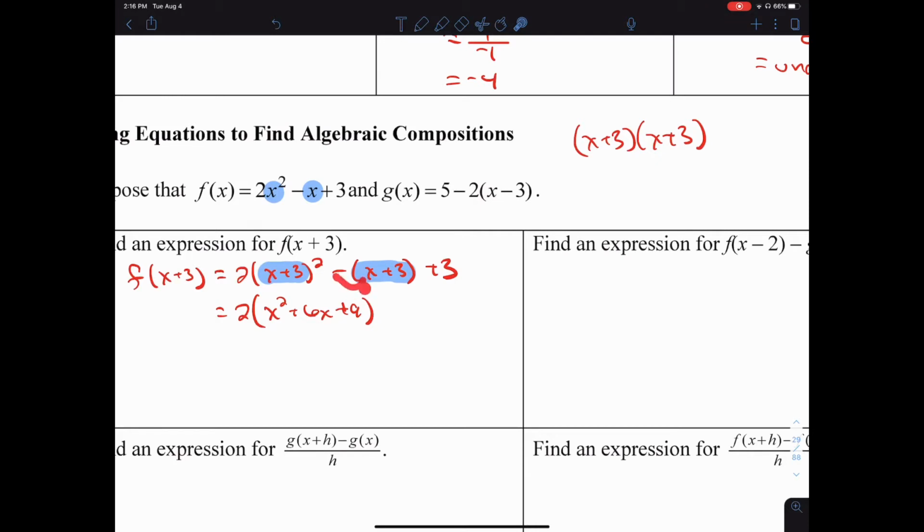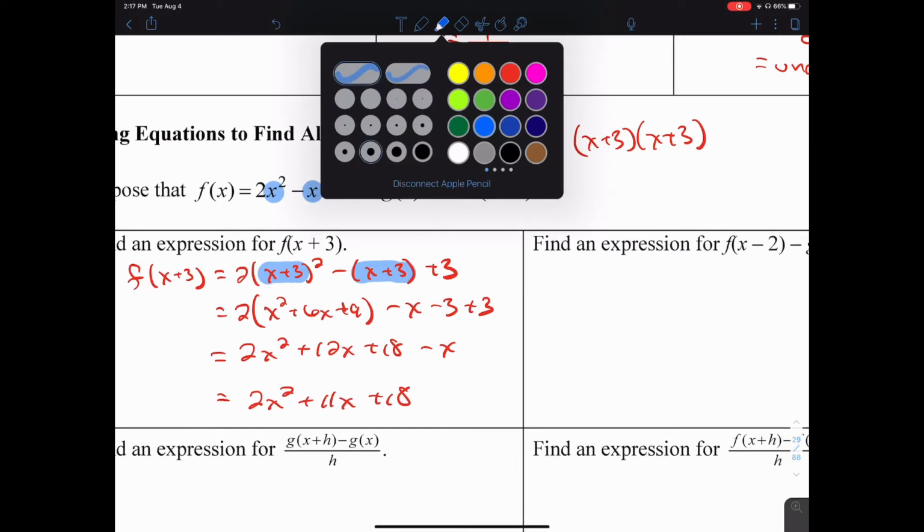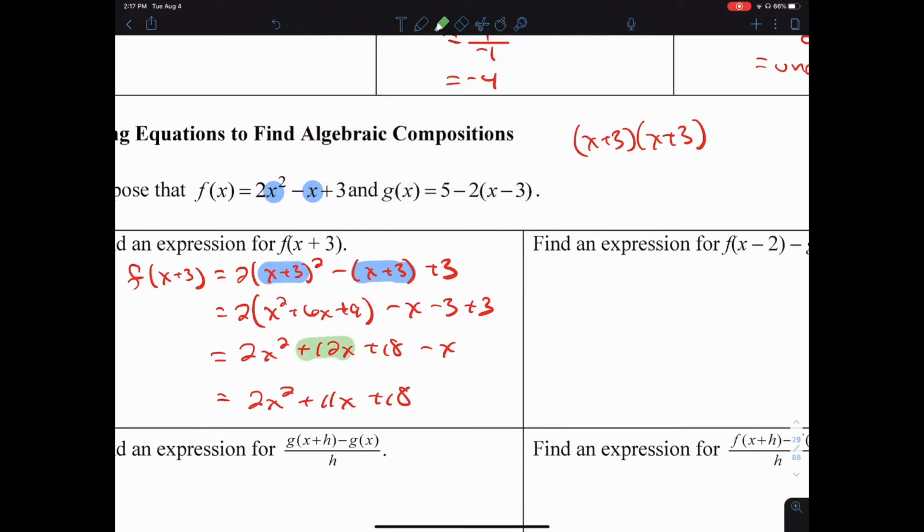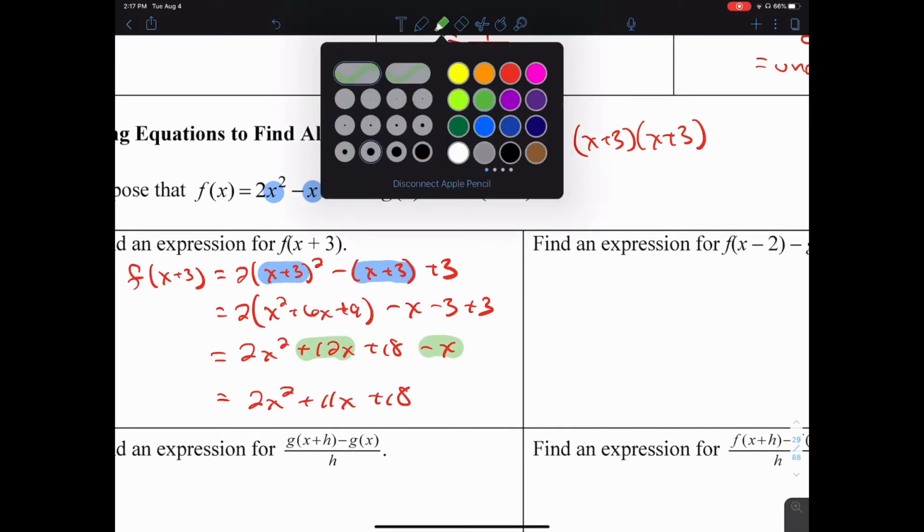If you distribute this minus, you're going to get minus x minus 3 plus 3. If I distribute the 2, multiplying every term in the parentheses by 2, these 3's cancel. And then my final answer is 2x squared plus 11x plus 18. And that is because this 12x and this minus x are like terms.